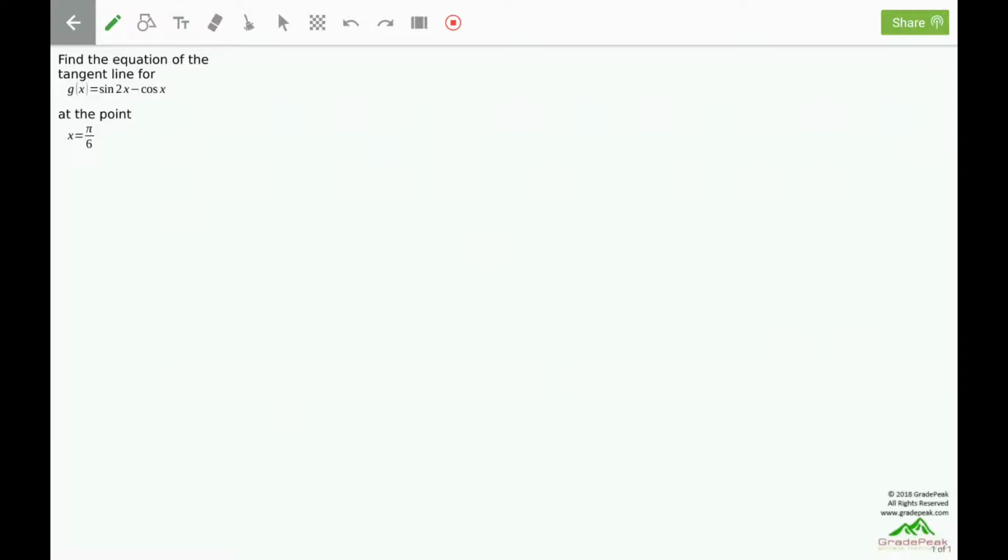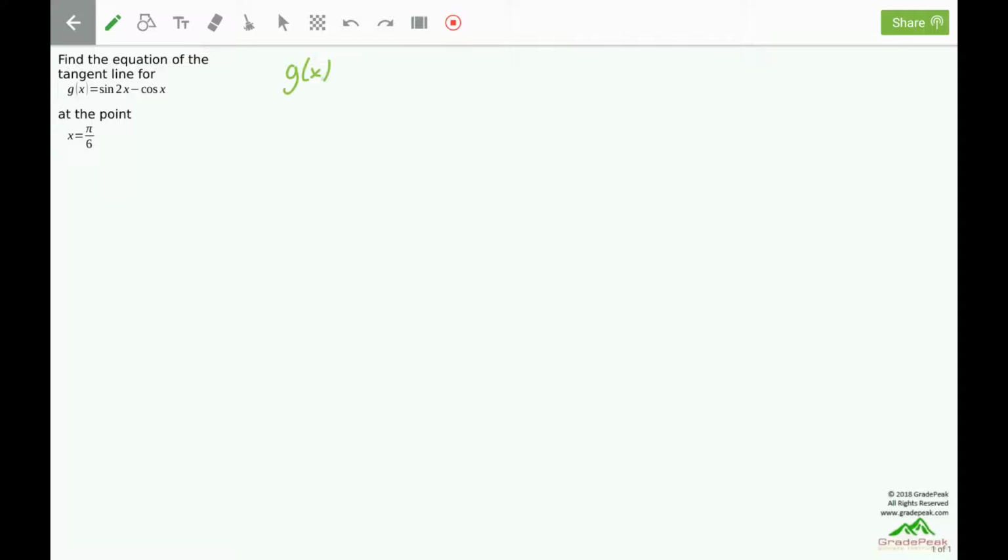Find the equation of the tangent line for g of x equals sine 2x minus cosine x at the point x equals pi over 6. To find the equation of the tangent line, we need the x and y coordinates of the point. Well, we only have the x coordinate right now. X is pi over 6. So the first thing we need to do is find the corresponding y coordinate.